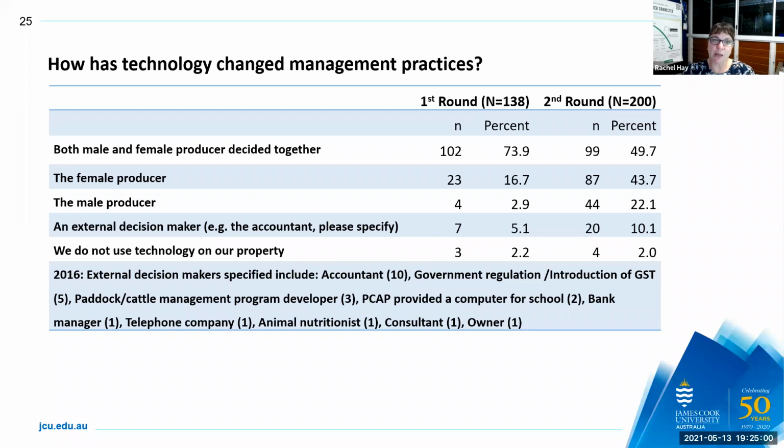The other increase there was that external decision makers increased in the second round compared to the first round. And external decision makers are typically the government, or their accountant, or a program developer or something to do with school that might have made them adopt something else from that external decision.